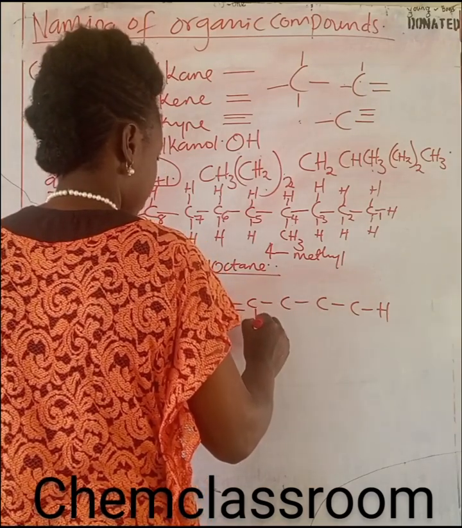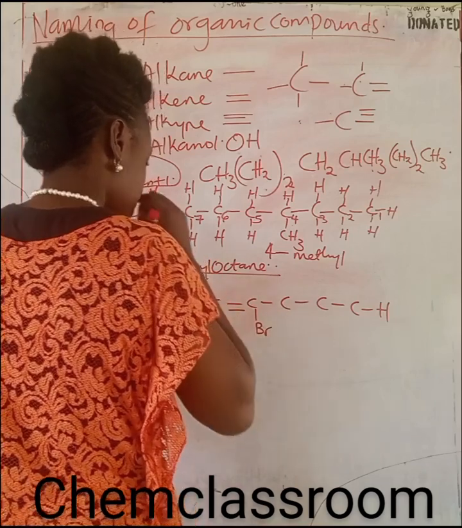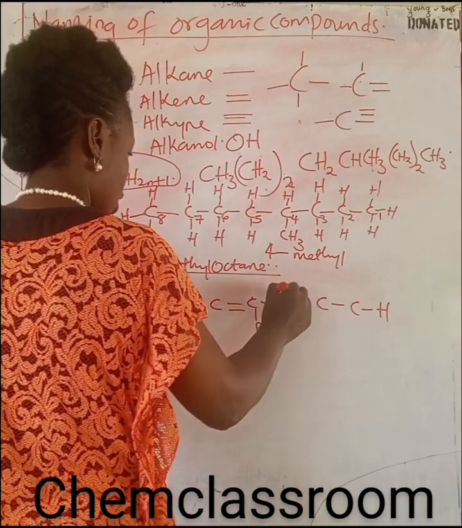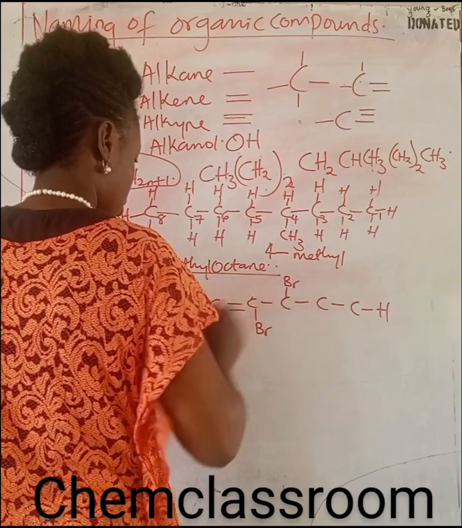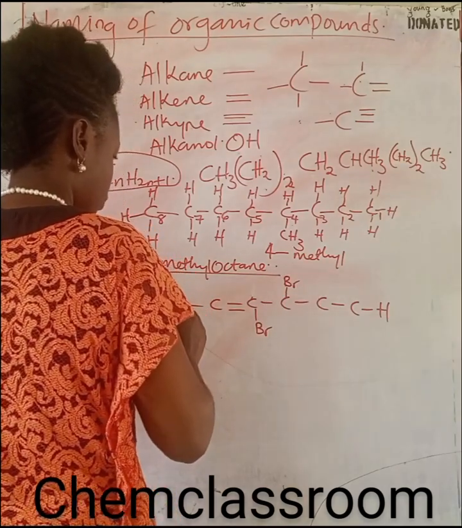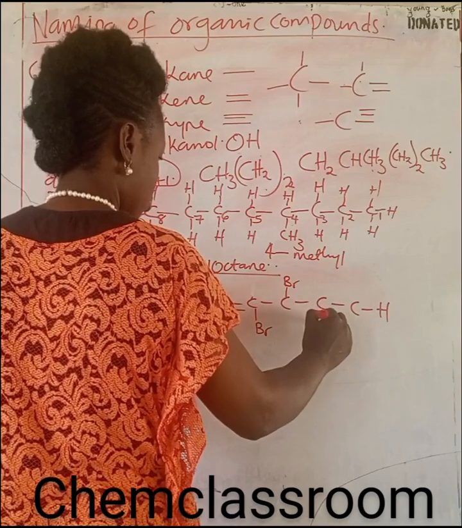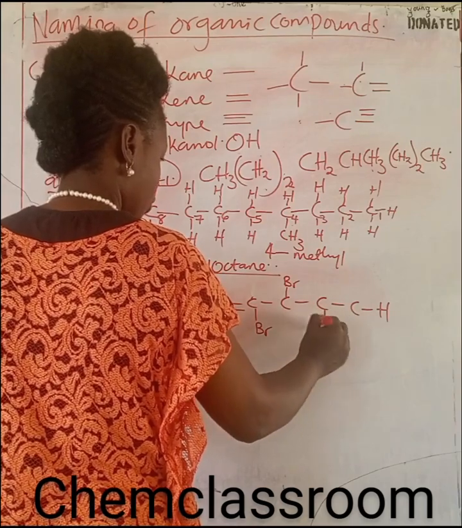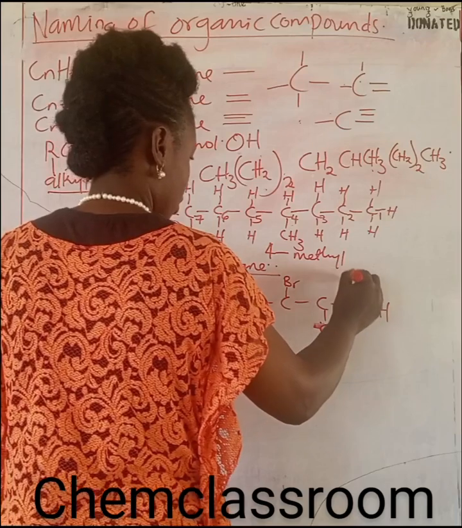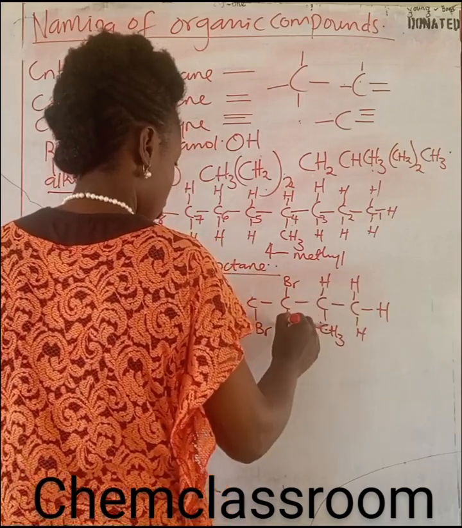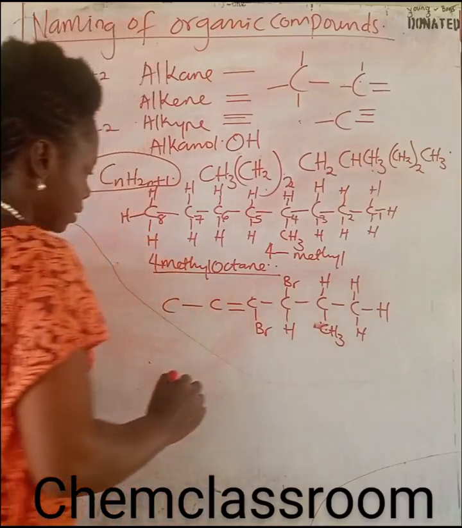Here I can put my bromine. Here too, let me put, okay, this one is up to 4 bonds. Here, let me put another bromine. Then here, let me put methyl, CH3, just like that, so that we'll just see how we can go about the naming.